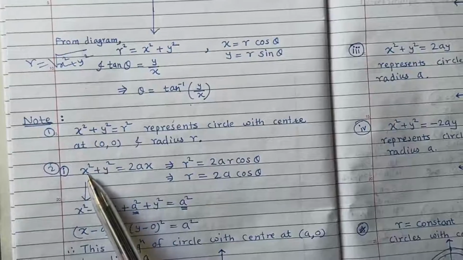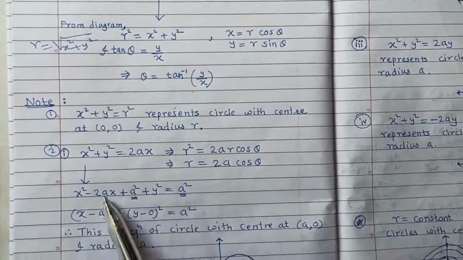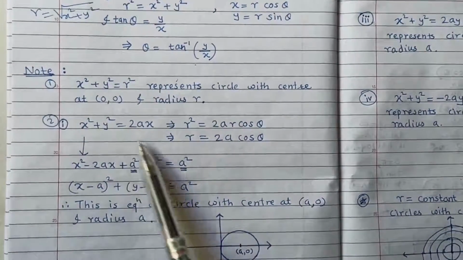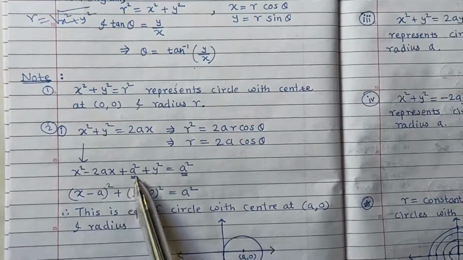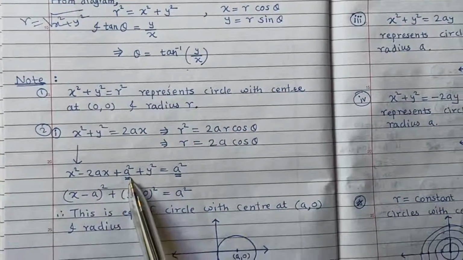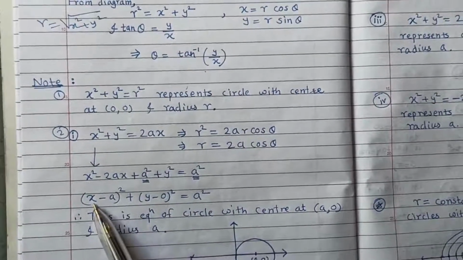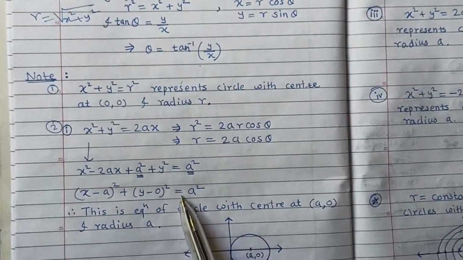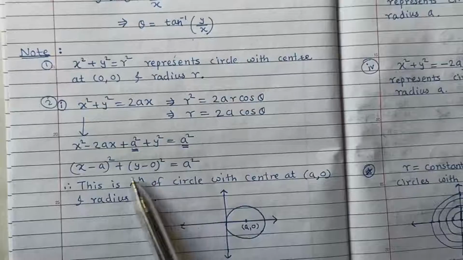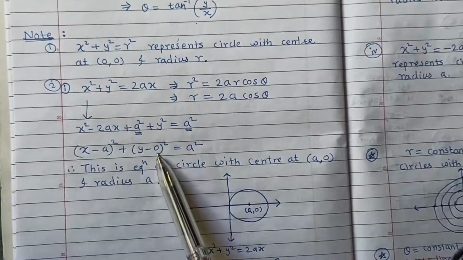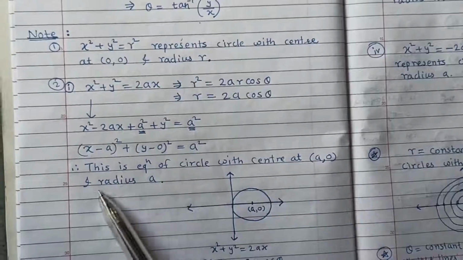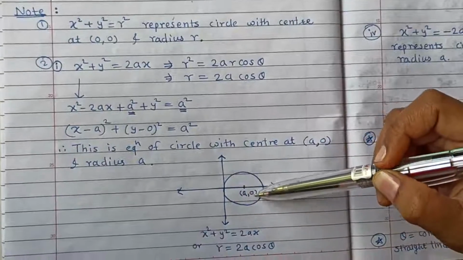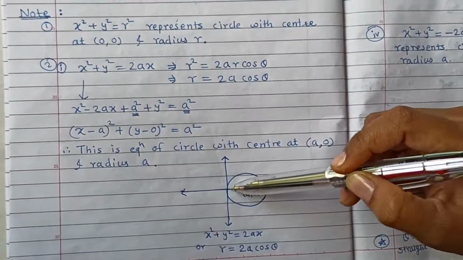Now see the adjustment. This 2ax I have shifted to the LHS, minus 2ax. Adjust with a square, and a square plus y square as it is. So the first three terms, x square minus 2ax plus a square, this is nothing but the perfect square of (x minus a), plus y square, we can write this as (y minus 0) whole square is equal to a square. Now this will represent a circle with center at (a, 0) and radius a. So you can see the diagram. This is the circle x square plus y square is equal to 2ax, having center at (a, 0) and radius a.